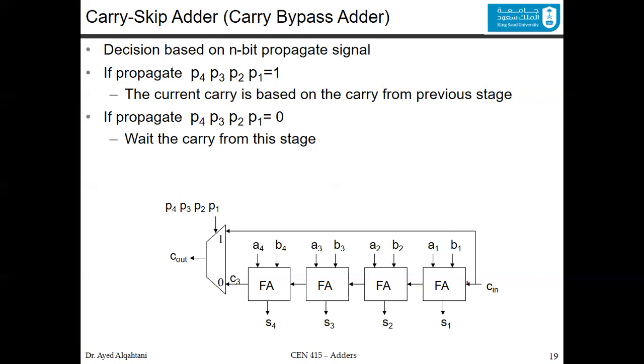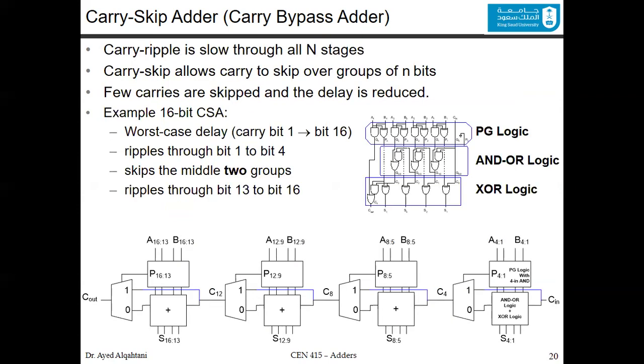You can see that either you do the ripple or you skip, where you have this carry propagated all the way to the carry output based on the result of the propagate signal. So if it is 1, then skip. If it is 0, then do the normal carry ripple. That's the idea of the carry skip adder or carry bypass adder. So to explain this better, this is the PG logic that we explained before. Just put it here so you understand what's going on.